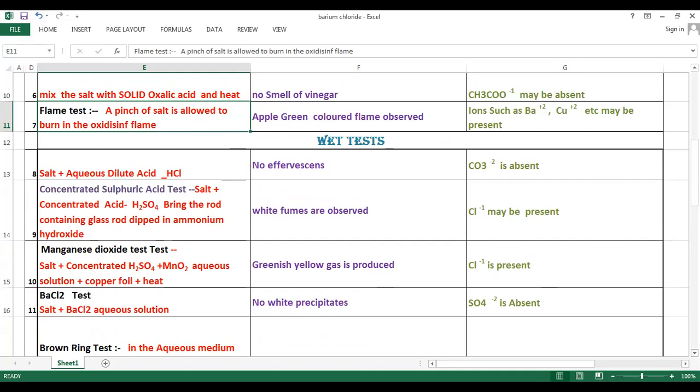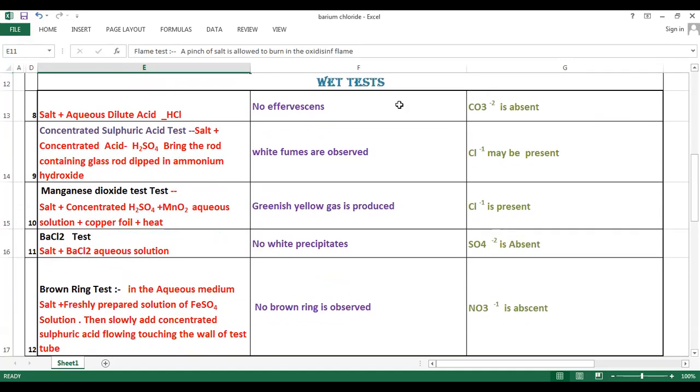Now let's move forward and go for the wet test. The first wet test is the salt plus aqueous dilute acid. Most probably we add dilute HCl. When we add dilute HCl to the salt, no effervescence is produced, and that is why we can say that CO3-2 is absent.